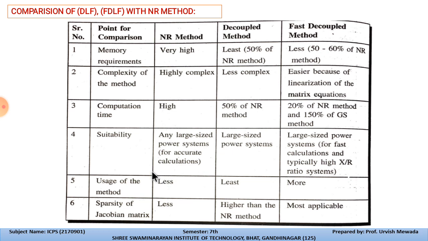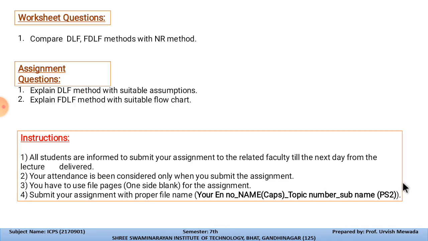And the sixth point that we need to keep in mind while solving with the DLF, FDLF and NR methods is sparsity of the Jacobian matrix. In the NR method it is less, in the decoupled method it is higher than the NR method, and in the FDLF method it is the most applicable for the sparsity of the Jacobian matrix. So this is how we can compare the NR method, DLF method and FDLF method for the load flow studies.